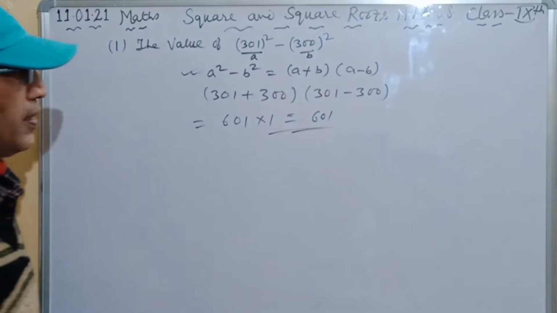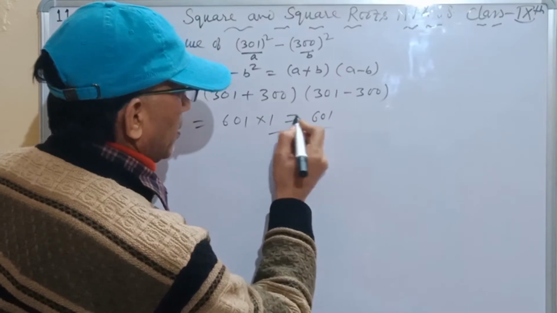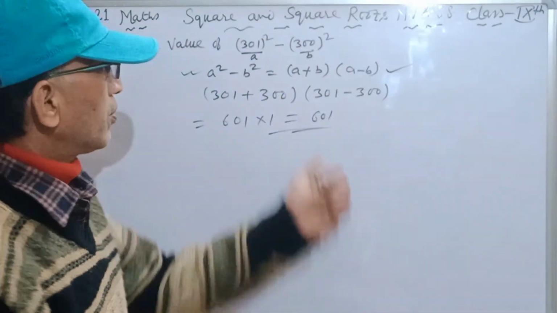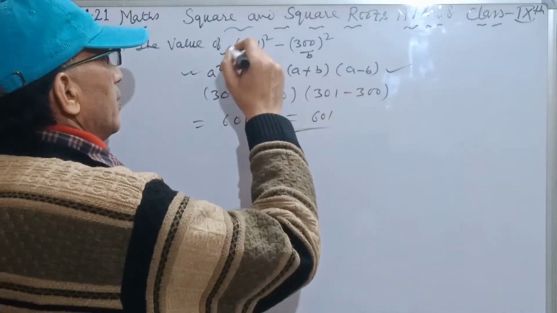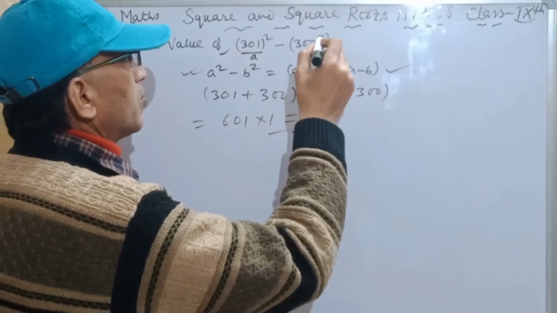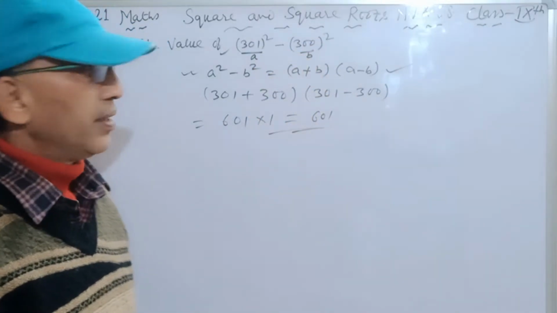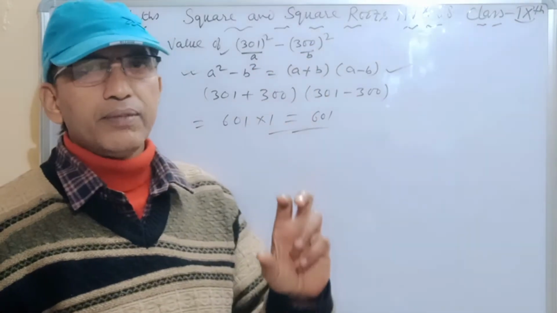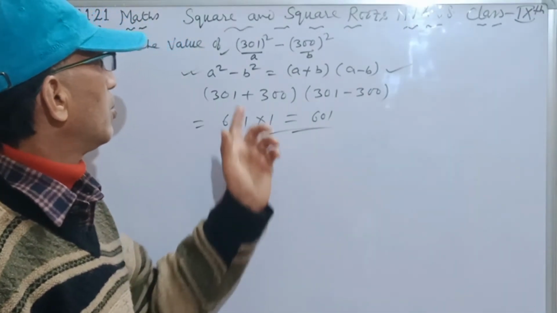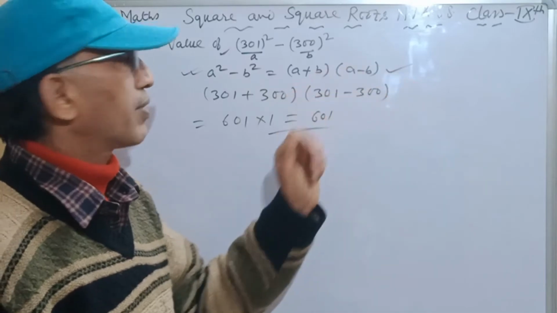This is the answer. Try to solve this question by this other way. If you don't know the formula, then general students will find this square, then this square, so it will take time. You have little time to solve this question for Navodaya and Sainik school. So try to solve this question by this formula. Okay.